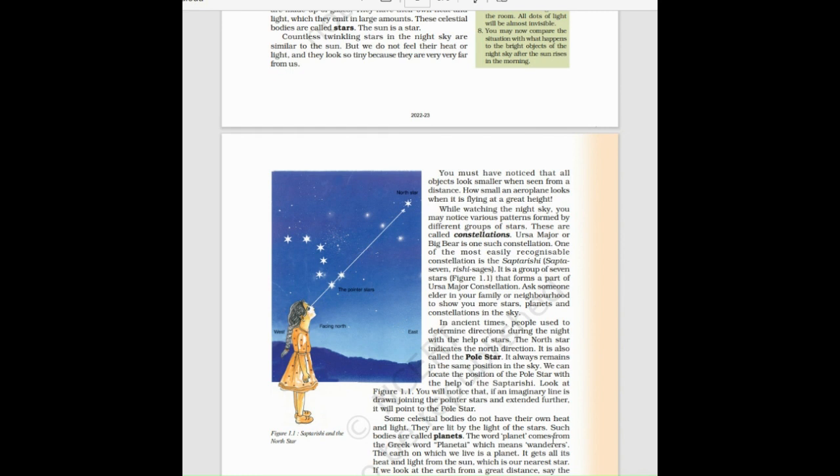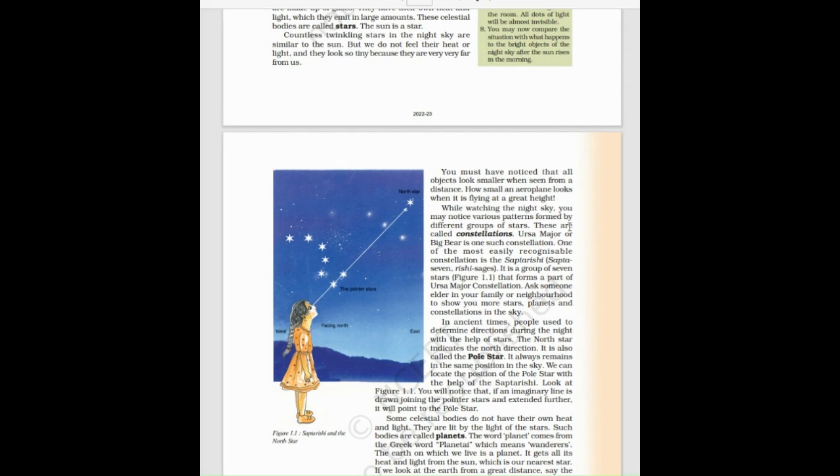So these celestial bodies are called stars, and the sun is also a star. Sometimes we wonder that countless twinkling stars in the sky are similar to the sun, but we do not feel their heat or light. So why? It's just because they are very far away from us.